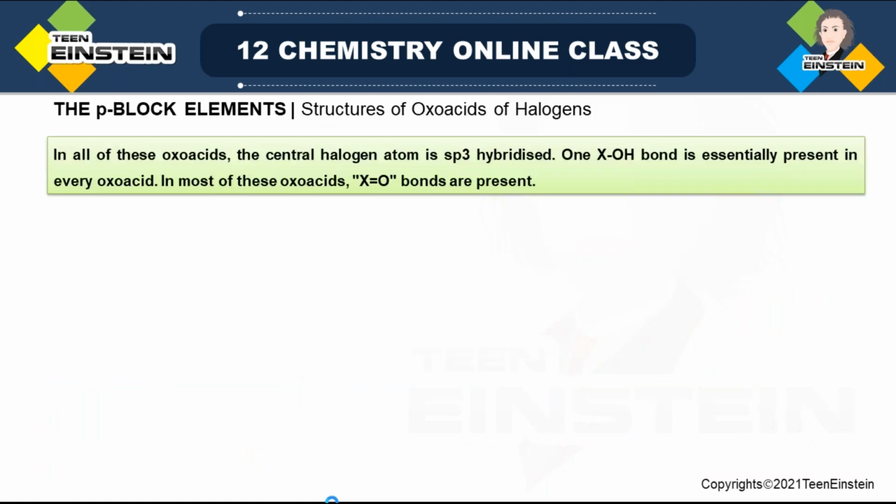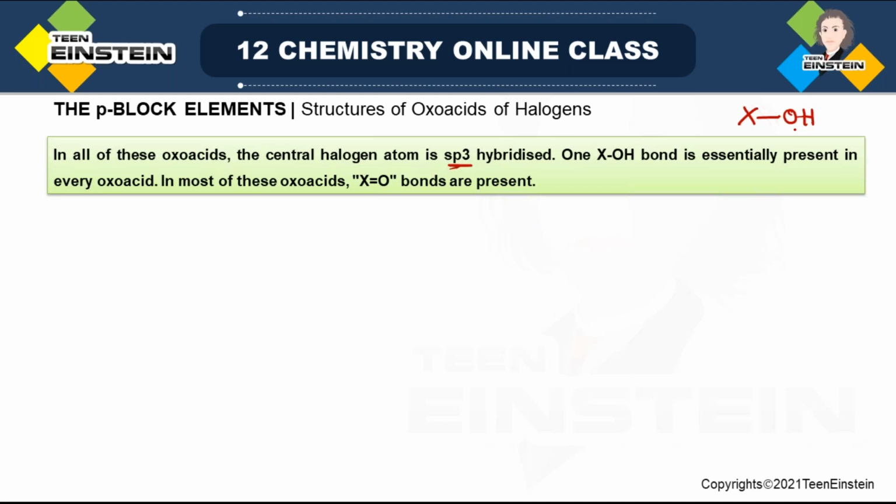Now we will focus on the structures of oxoacids. Previously we have seen the structures of all the interhalogens. Now we will see the structure of oxoacids. In all these oxoacids, the central halogen atom is sp3 hybridized, and there will be one X-OH bond. That means if X is the central halogen, the OH bond must be present. This is mandatory because this is the structure of any oxoacid.